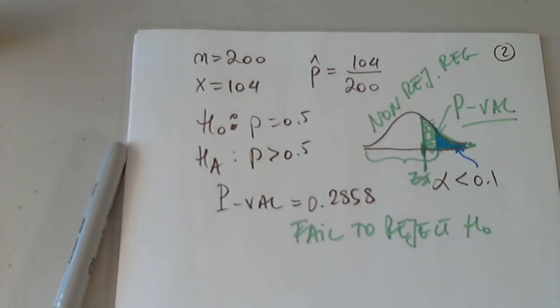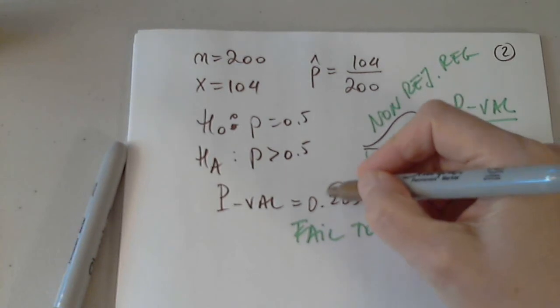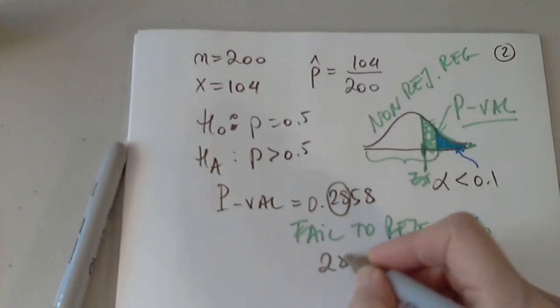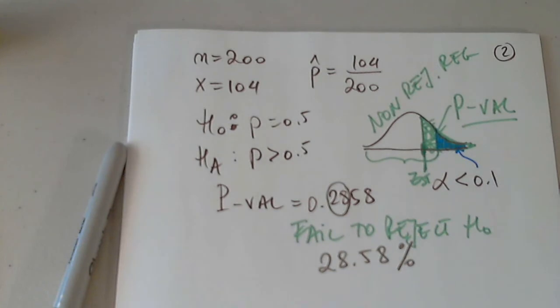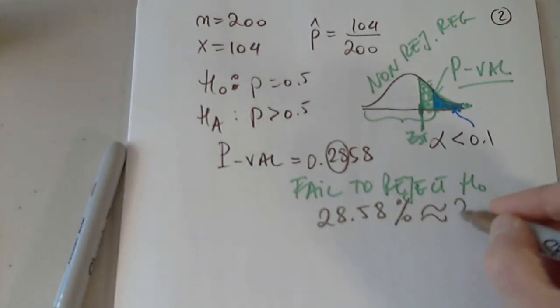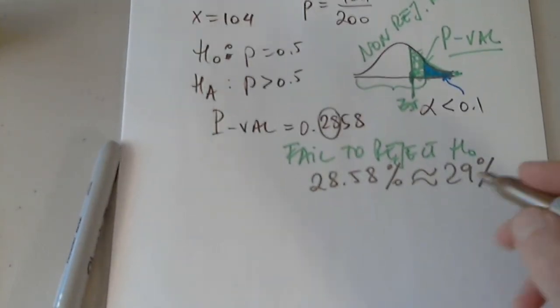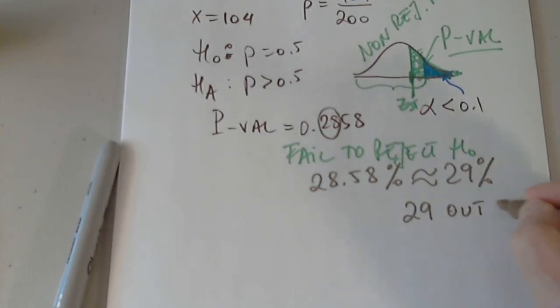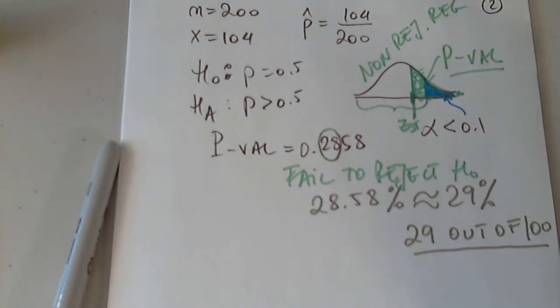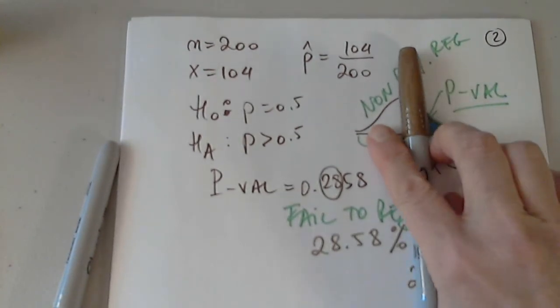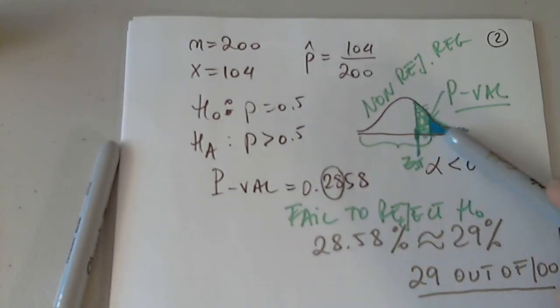and let's read. I forgot one more thing to say. So this is basically 28.58%, approximately 29%, which means 29 out of 100. So it's not unlikely to get 29 out of 100 or more because of the area of the p-value.